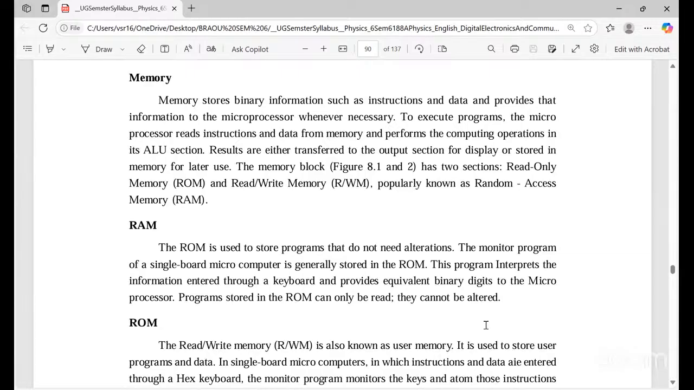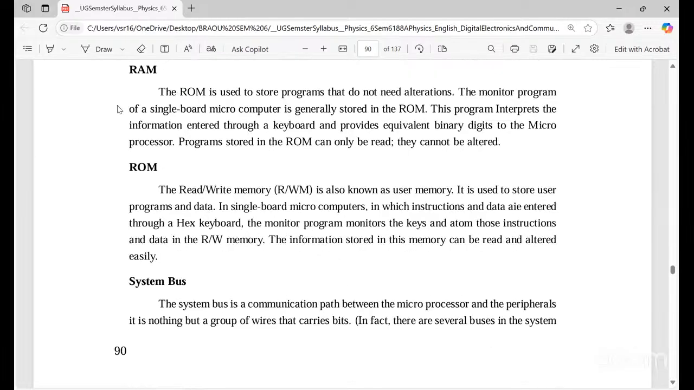So first of all, we should discuss ROM. Not RAM, that was a printing mistake. Okay. This is ROM.